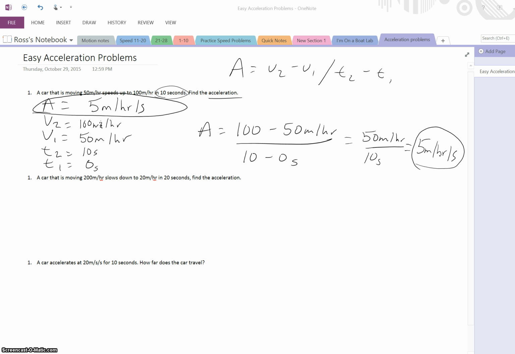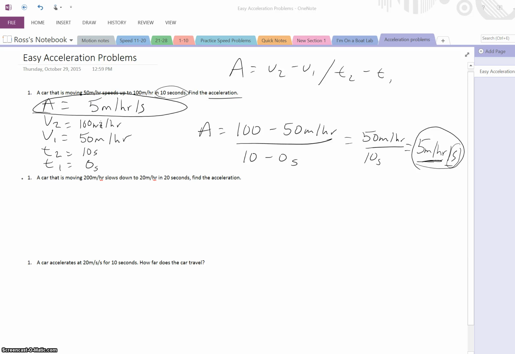Now what this actually means here, how do you have 2 units for time? This means that every second you're moving 5 meters an hour faster. So after 2 seconds, you're now moving at a rate of 10 meters per hour. Another second goes by and you're moving at 15. So it just shows that every second you're getting a little bit faster. So this is a speeding up problem.